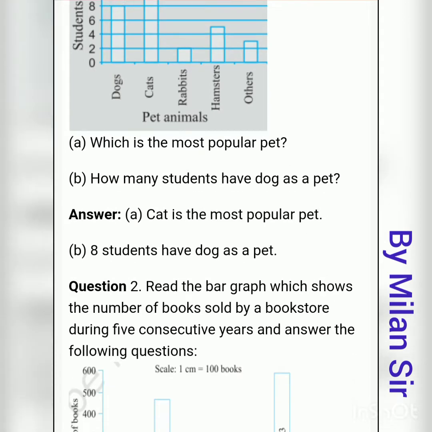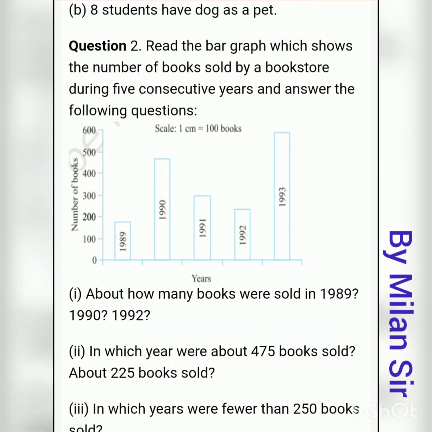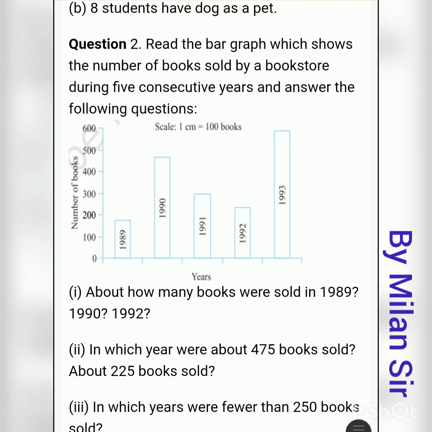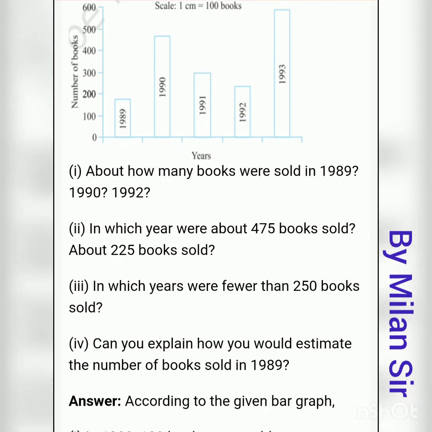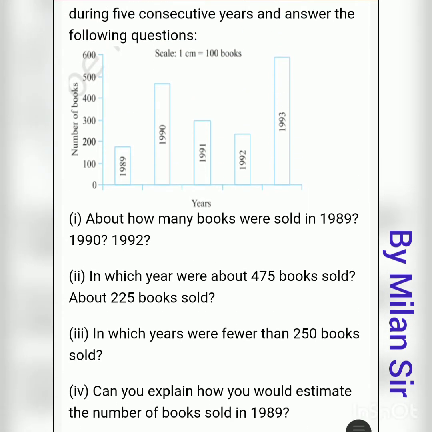After that, question number 2. First of all, read this question. Read the bar graph which shows the number of books sold by a bookstore during 5 consecutive years and answer the following questions. Here one bar graph is given to you. It is years versus the number of books sold. Here the scale is 1 centimeter equals 100 books. Now we need to give the answers to these questions.